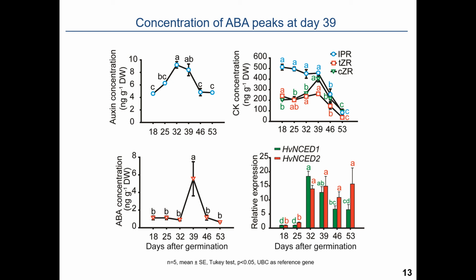We analyzed hormone profiles. I'm not surprised by the decline of auxin and the decline of cytokinin. It's expected. Surprisingly, we get a very sharp peak of ABA at day 39. This just coincides with the phenotype we have at that time point. And it is confirmed by the ABA biosynthesis genes, NCED1 and NCED2. Therefore, we go back to our definition.